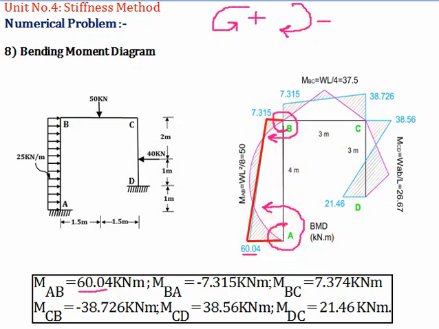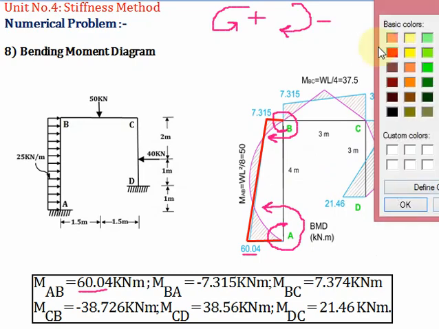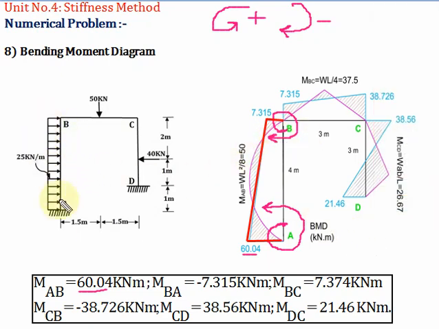Now here, as we know that there is a UDL acting on the member AB, the value of the free bending moment diagram will be WL square upon 8. So value of W is 25, value of L is 4, divided by 8, we'll get the value of 50. Now as there is a UDL acting, you have to join this by a second degree curve like this. So this is the free bending moment diagram and this is the fixed bending moment diagram.